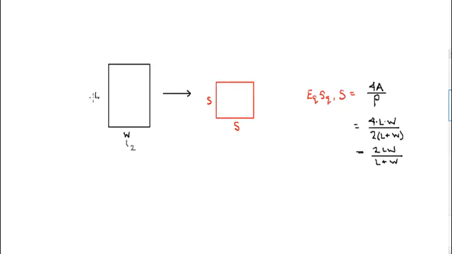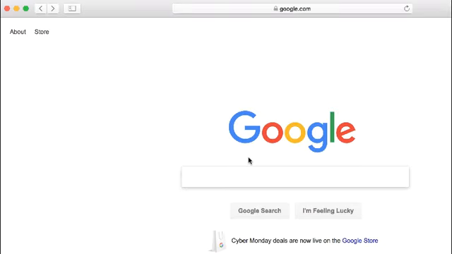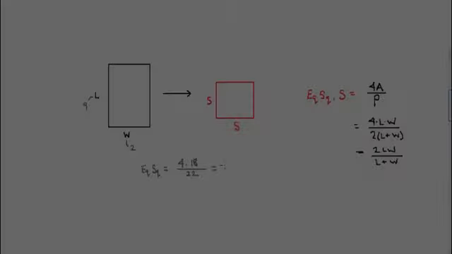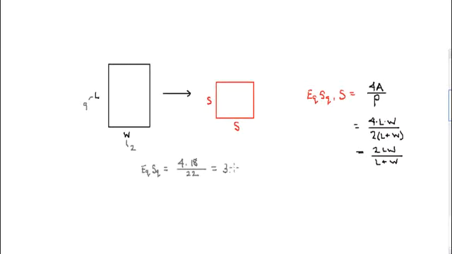Let's work on an example. Say the width is 2 cm and the length is 9 cm. What's the equivalent square size S? So it's 4 times the area, 18, divided by the perimeter, 22. So 4 times 18 divided by 22 is 3.3. So it's equivalent to a square where one side is 3.3 cm and the other side is also 3.3 cm. Those are radiologically equivalent for these calculations. So it's somewhere between 2 and 9, which is always the case here.